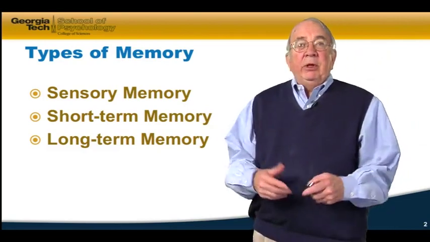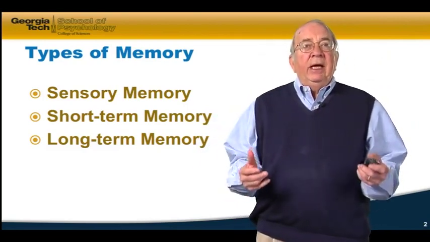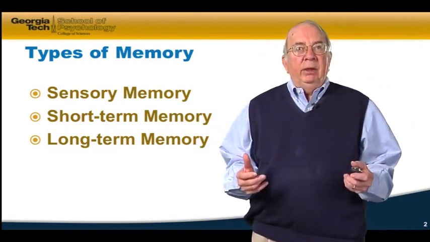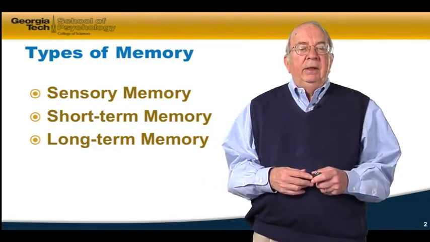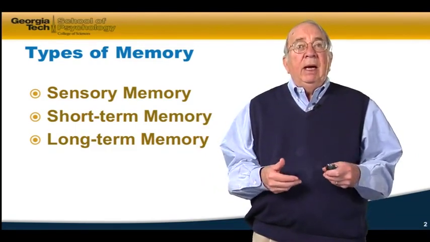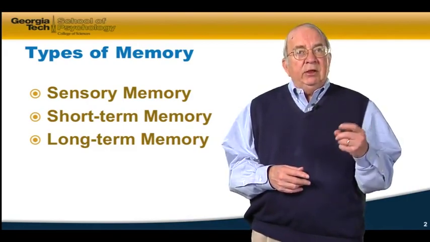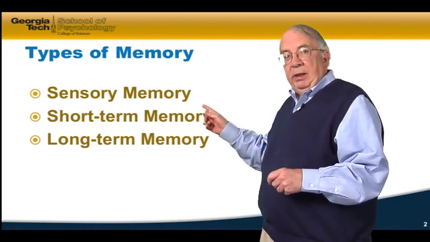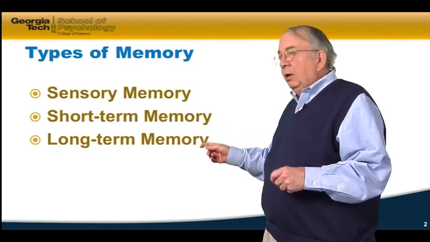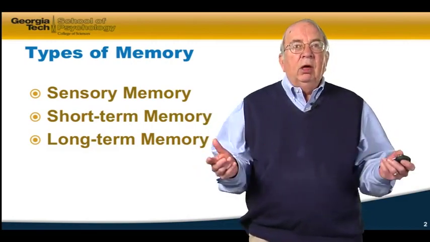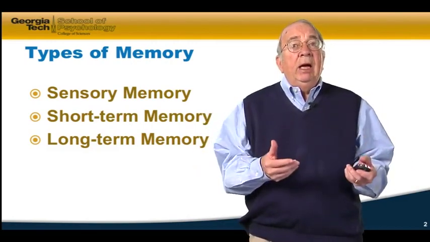Hello. We're talking about memory this week, and today I'm going to talk about types of memory, different kinds of memory that we have. Memory that we can distinguish by the kinds of behaviors that we see when we're studying memory. Three kinds of memory: sensory memory, short-term memory, and long-term memory. We're going to talk about each one of these and show you how we can study it.